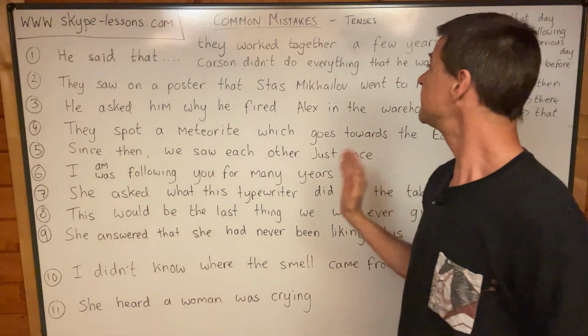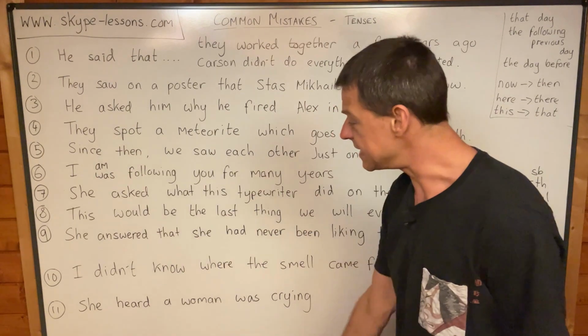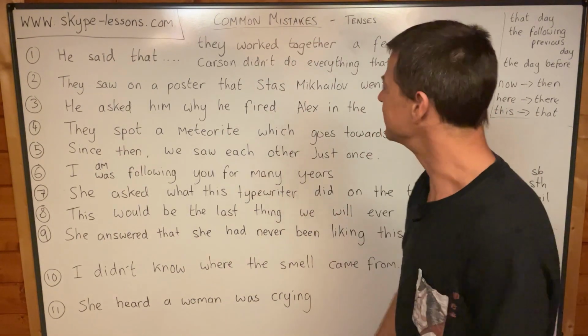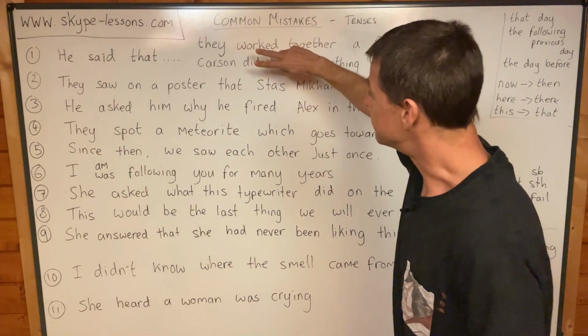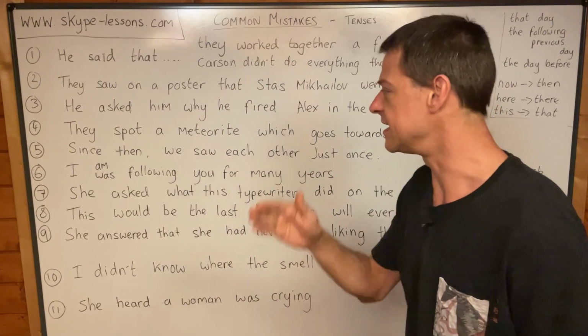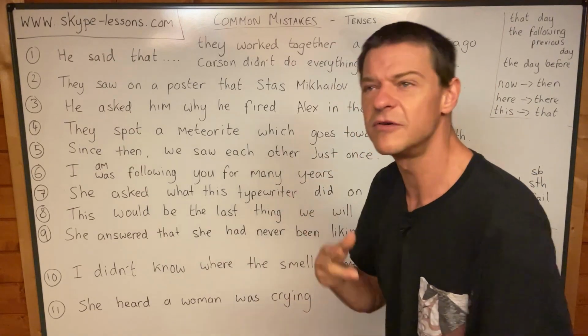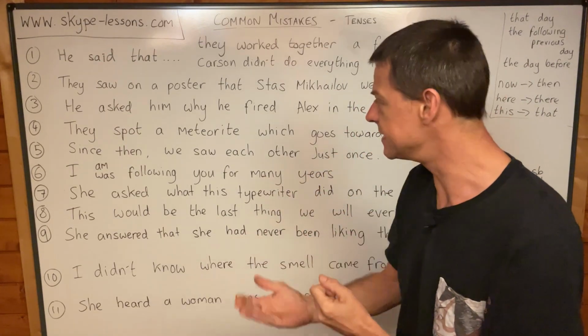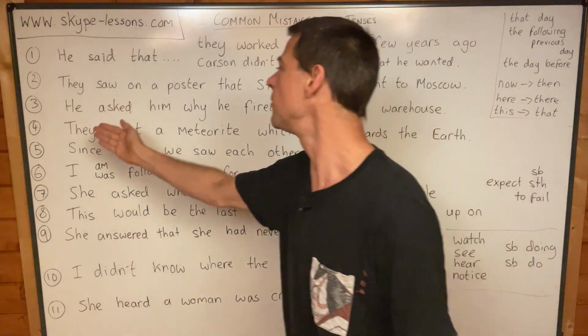Okay, so 10 mistakes on tenses. You will see, well, 11 actually, 11 mistakes on tenses. 12 really, if we count the 2 here. And I hope you can see that we have already covered this, that it's the same type of mistake that comes up again and again and again. So have a look at number 1.